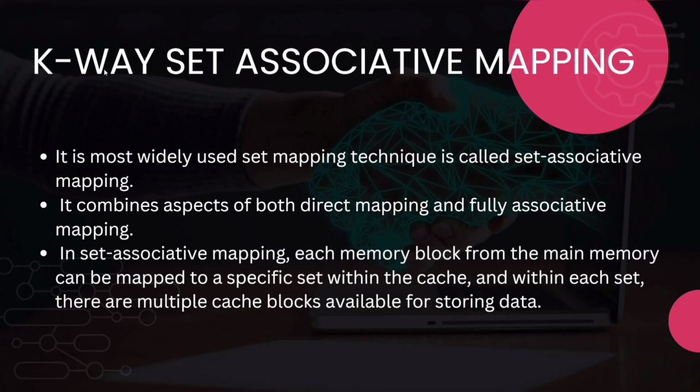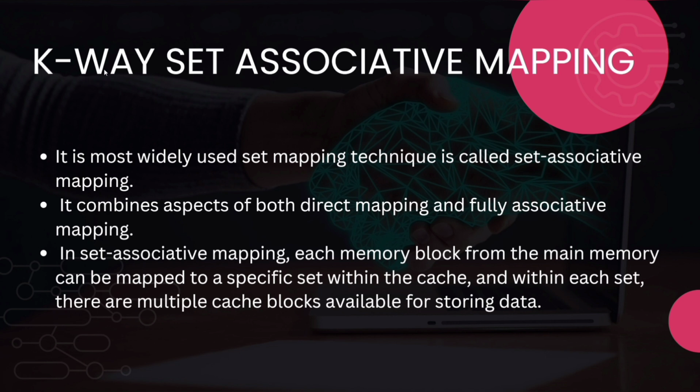Now the next topic is set associative mapping. This is the third type of cache memory mapping. Set associative mapping is the most widely used as it gives us the advantage of reduced cache conflicts and improved hit rate. It combines the aspects of both direct and fully associative mapping. Now, in set associative mapping, each memory block from main memory can be mapped to a specific set within the cache, and within each set, there are multiple cache blocks available for fetching the data.